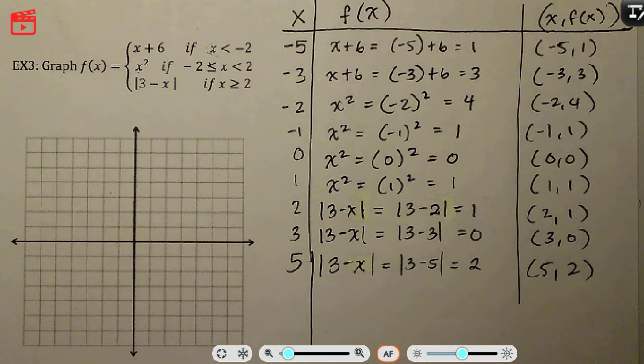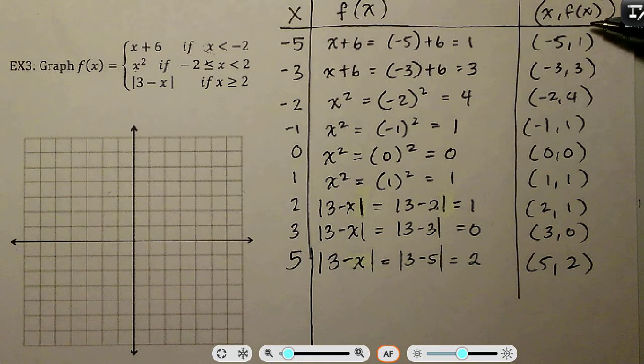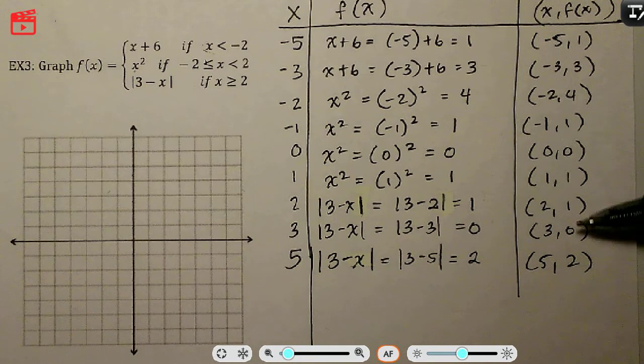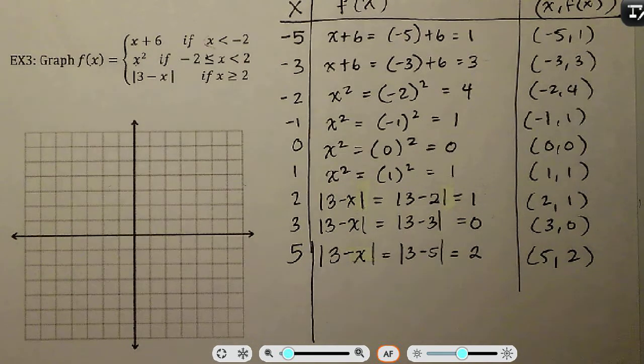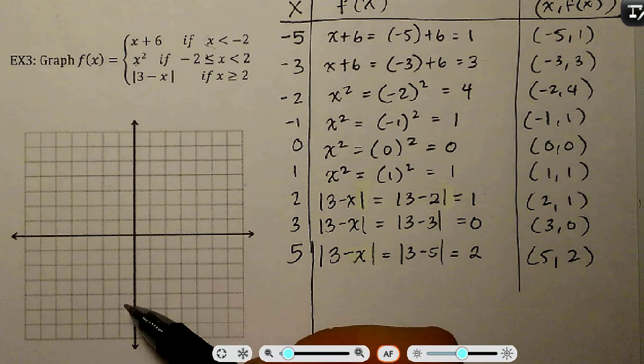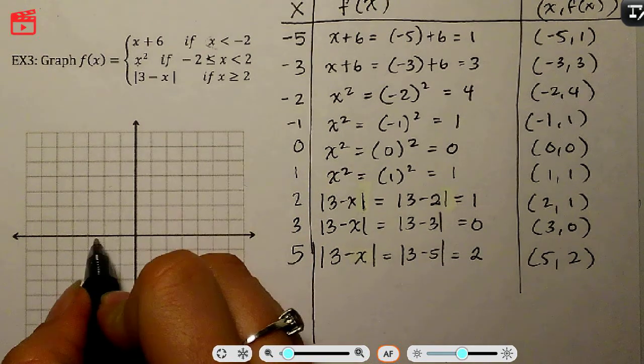If they're coming from the linear equation, these 2. If they're coming from the quadratic, these 4. Or if they're coming from the absolute value, these 3. Let's go ahead and plot the linear ones first. -5, 1. 1, 2, 3, 4, 5, 1.